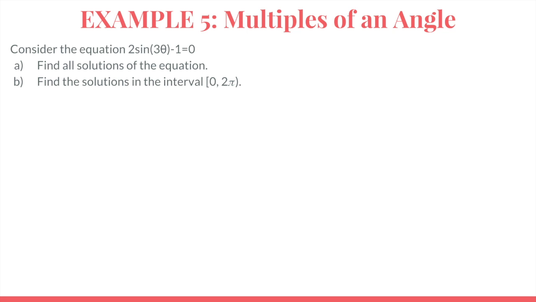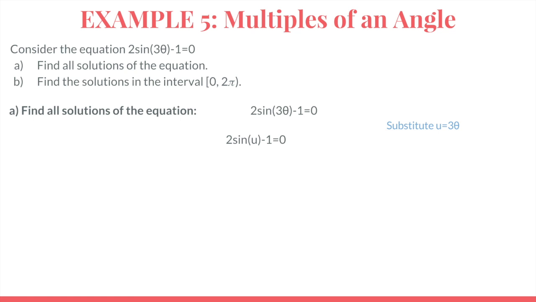So for A, finding all solutions of the equation. We can solve this equation just like our previous examples. What may be confusing though is that the equation contains a multiple of an angle, sine 3 theta. To make solving this equation easier, we can substitute u equals 3 theta. Thus we get 2 sine u minus 1 equals 0.